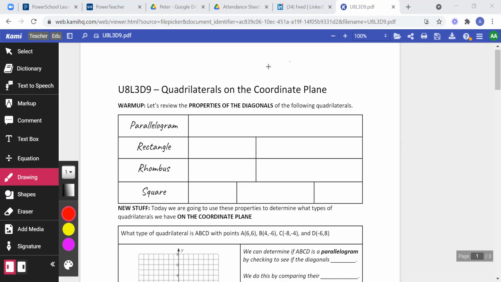So we're gonna quickly review this thing here today. In terms of the diagonals of parallelogram, what did we say? We said one specific thing about the diagonal of a parallelogram. We said 2 specific things about the diagonals of a rectangle, 2 specific things about the diagonals of a rhombus, and 3 specific things about the diagonals of a square. Can someone recall what we talked about the diagonals of a parallelogram?